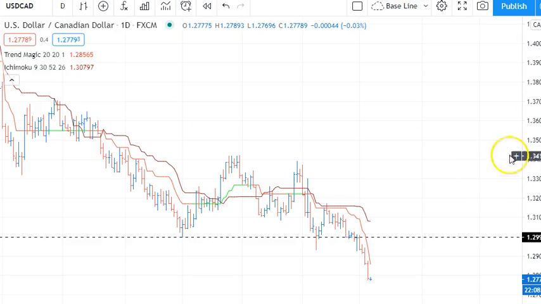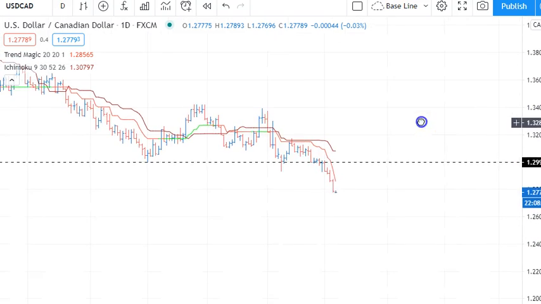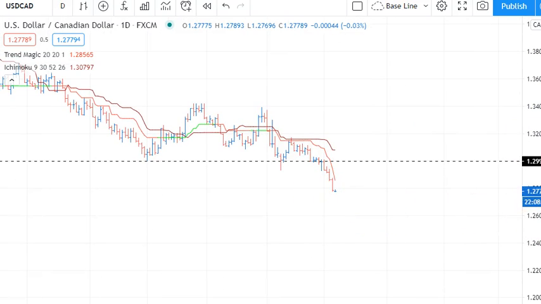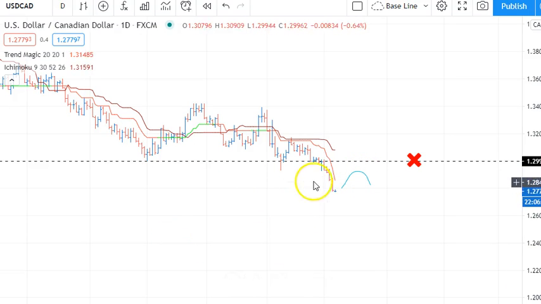USD CAD, nice little move down. I hope you caught it. It was a great little move. Now it's just a matter of patience. The question is, is this going to continue down from here, or are we going to get a pullback? I would much prefer a pullback and be able to buy it in here. This is obviously definitely my preference, but we will wait and see.